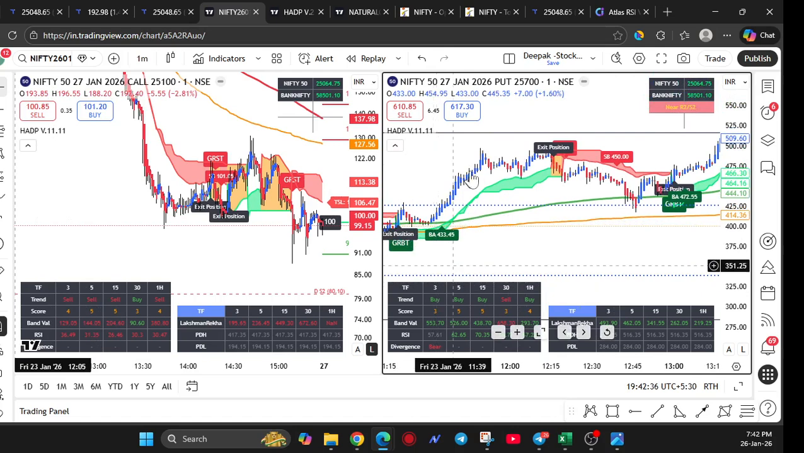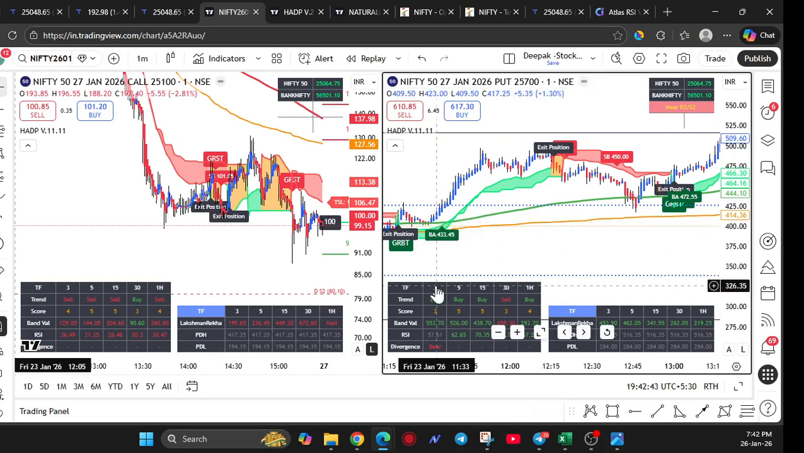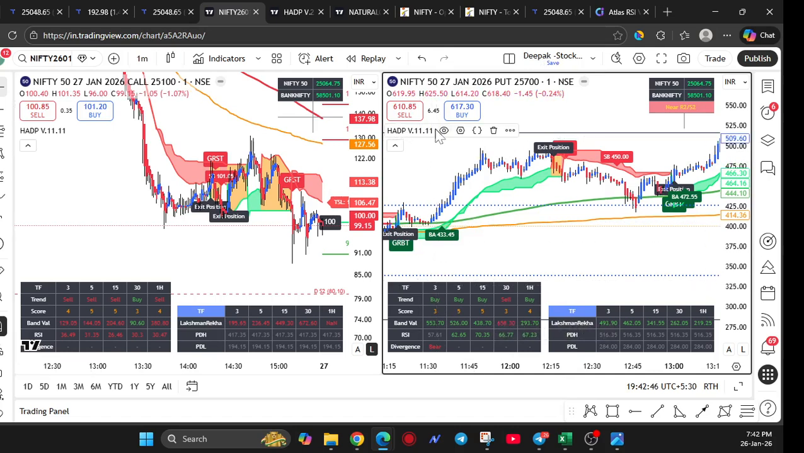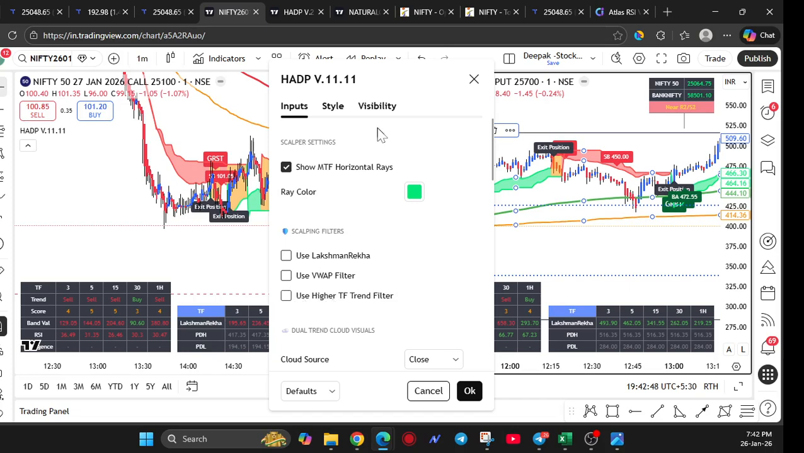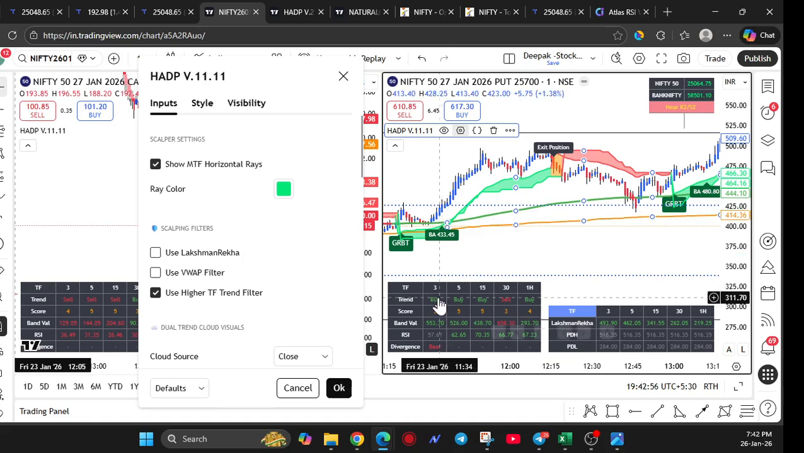For me, if I am on a 1 minute time frame, my parent time frame is 3 minutes. Okay. So the moment I switch on this use higher time frame, you will see that it will filter out only your 1 minute is in buy. You have got a trigger at 1 minute in buy here. Then 3 minutes also should be in buy. Only then it will print a buy signal. Otherwise it will not print a buy signal.